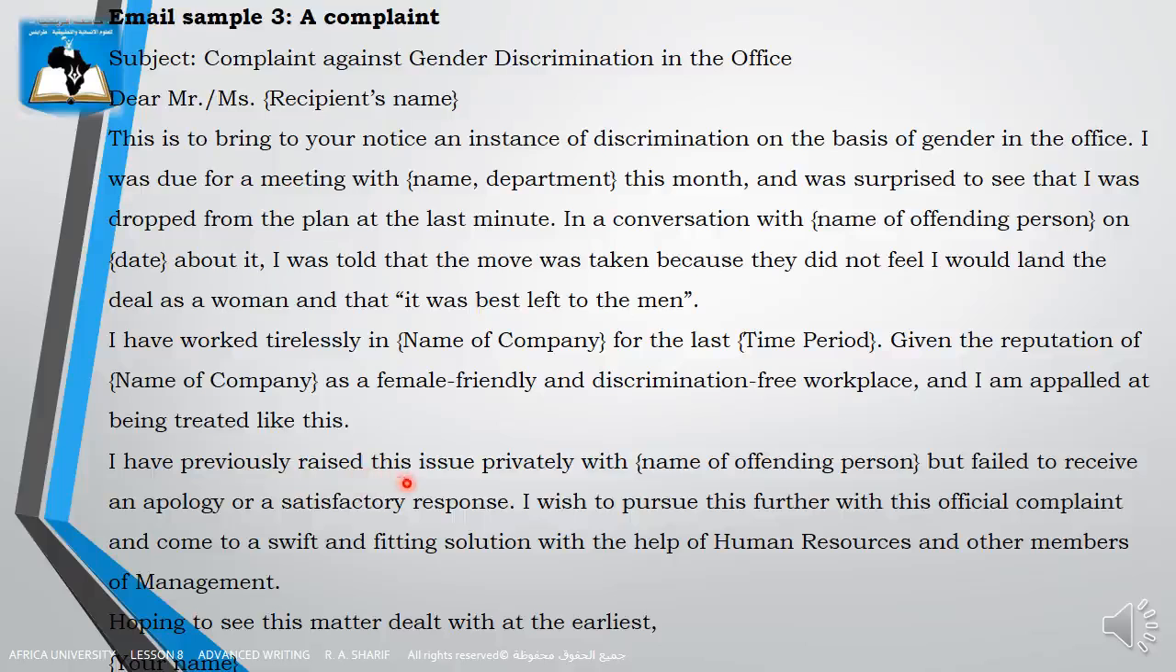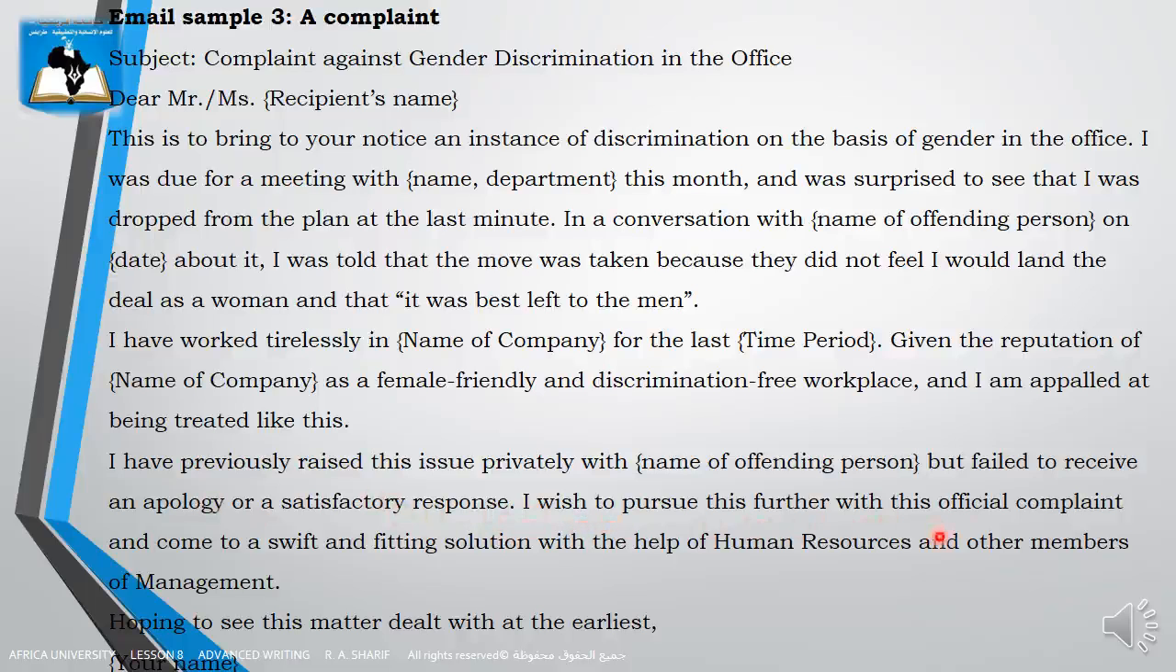I have previously raised this issue privately with name of offending person، أنا حاولت مسبقا إني نتعامل مع الإشو هذه بطريقة privately، بطريقة خاصة مع الشخص اللي قام بالأسلوب هذا معها أو بالعنصرية هذه معها، but failed to receive an apology or satisfactory response. بس للأسف فشلت في يعني إن هي تستلم أو يعطيها أي نوع من الاعتذار المرضي أو الاستجابة مرضية لها، إن هي ترضى عن سوء الفهم أو العمل اللي صار لها.